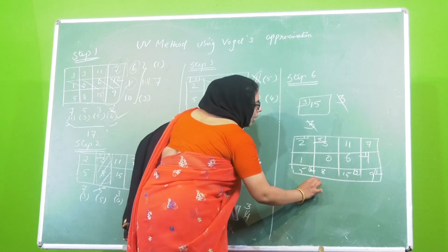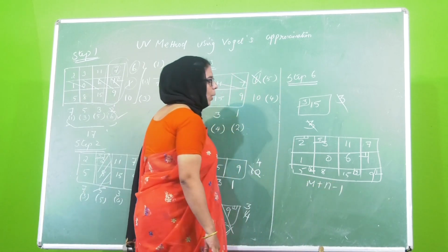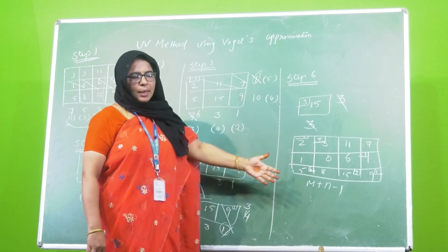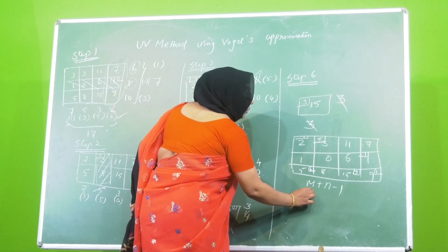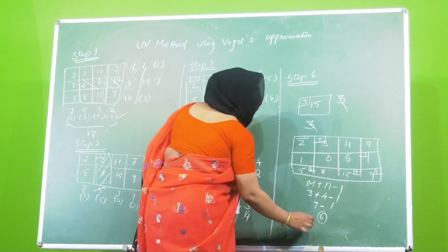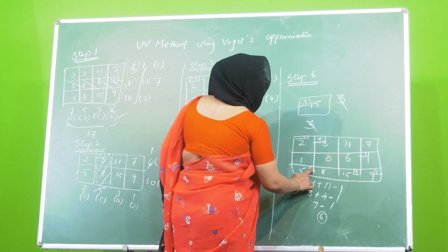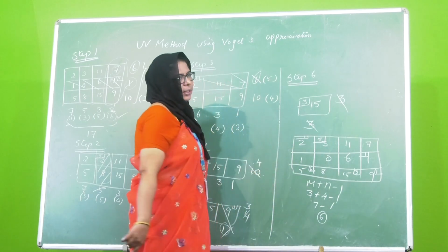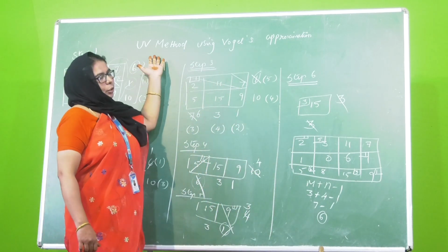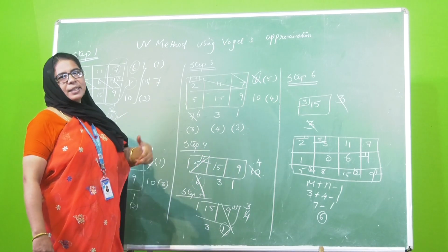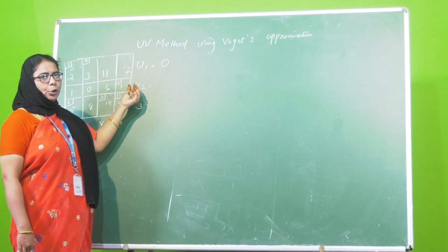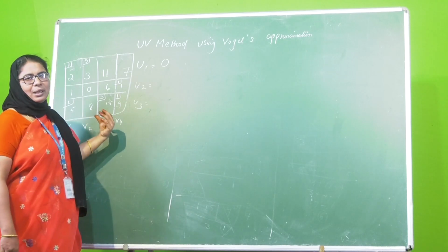So what is the formula? M plus n minus 1. The m means number of rows and the n means number of columns. So how many rows? 3 rows plus 4 columns minus 1, 7 minus 1, 6. So 1, 2, 3, 4, 5, 6. 6 allocations are there. So now we have to use the UV method to find the optimum basic or feasible solution. Now we find U1, U2, U3, V1, V2, V3, V4.